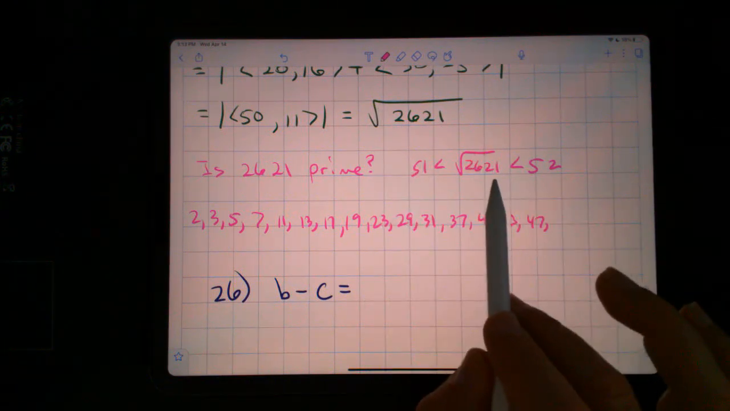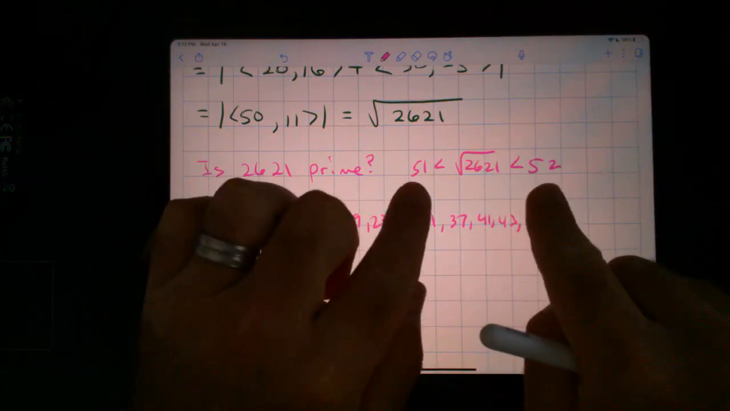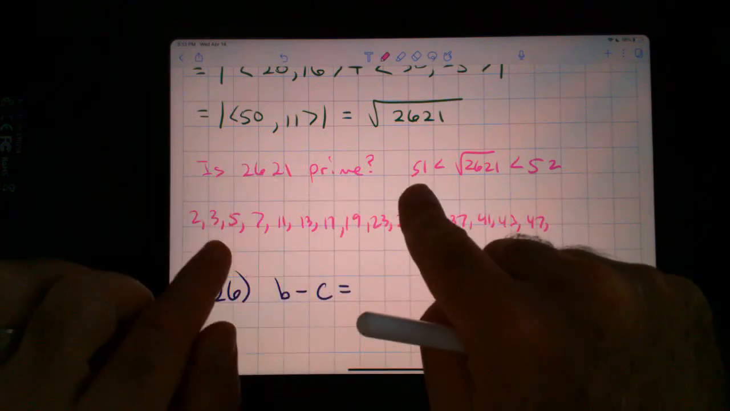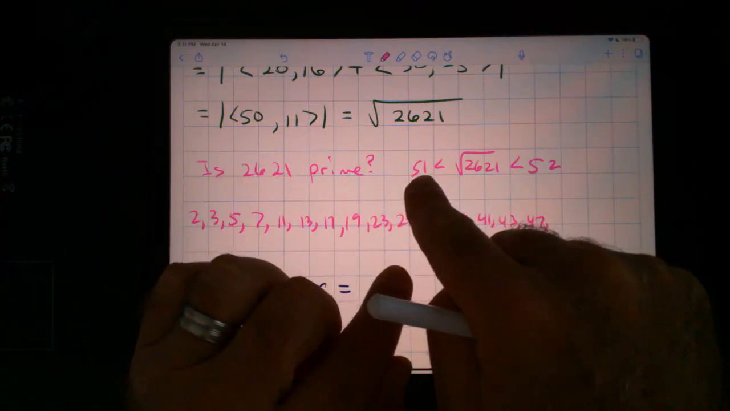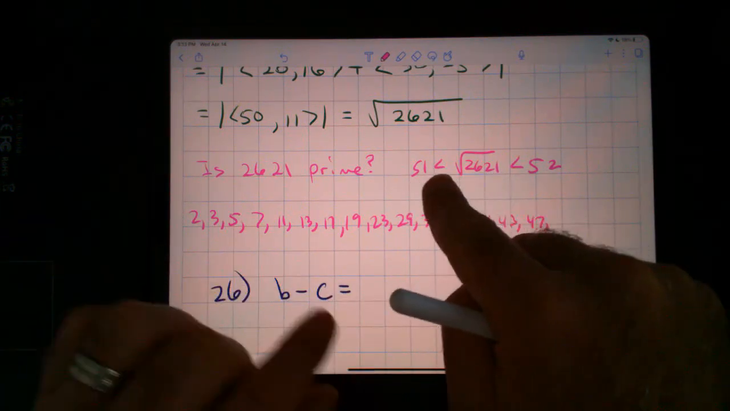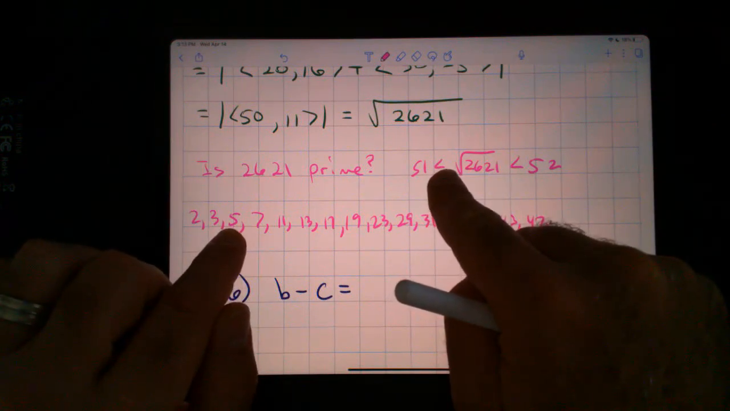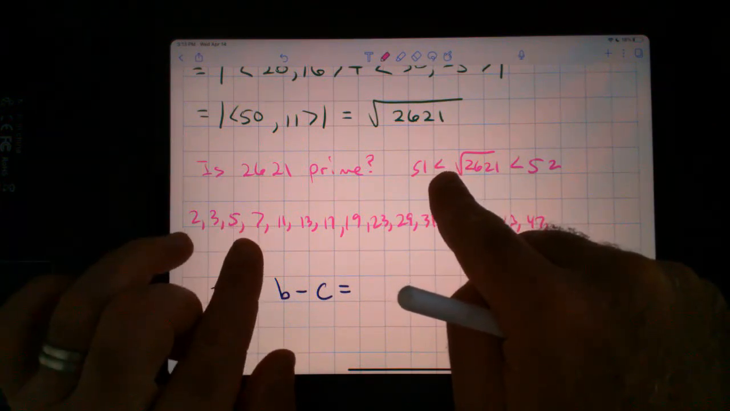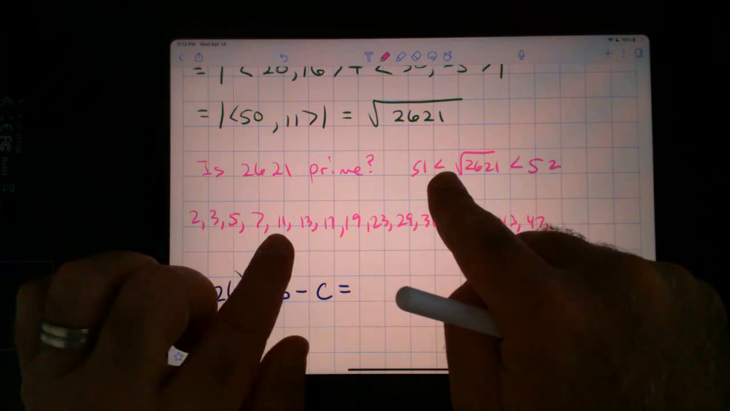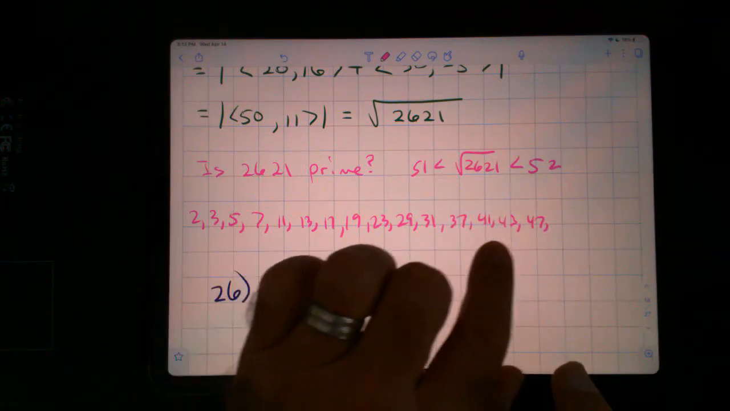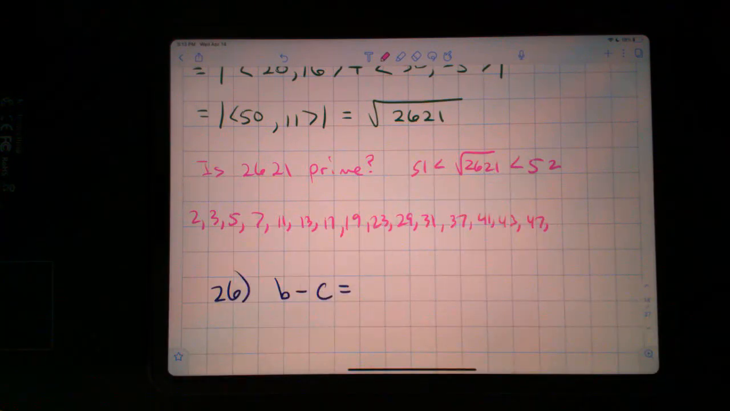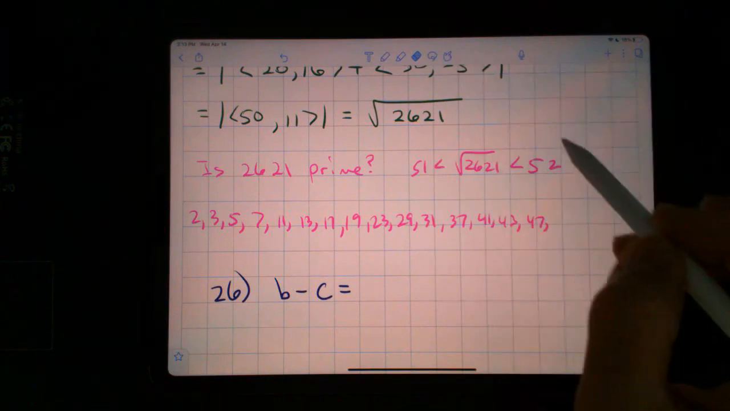To determine whether a number is prime or not, take the square root of it. So radical 2621 is in between 51 and 52. And then we need to find all of the factors up to 51. If none of those factors divides evenly, then you have a prime number. And I skipped 4 because 4 is composite of 2. I skipped 6 for the same reason. I skipped 8 and 9 because I had already determined those up in here. So I tested all of the prime numbers up to 51. None of them divides evenly into 2621. Therefore, 2621 is a prime number.